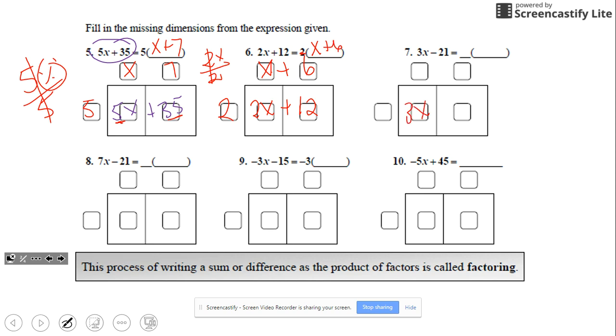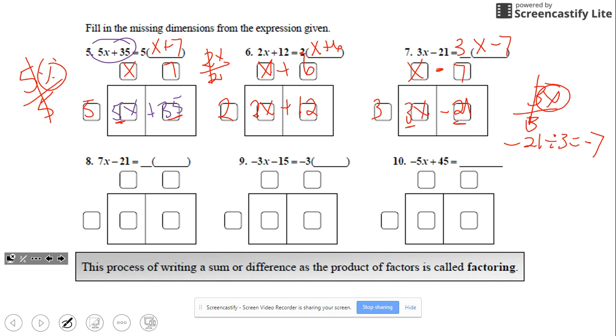Here we have 3x and then a negative 21. So looking at 3 and 21, the greatest number that they share would be a 3. So 3x divided by 3, it's just x. And then negative 21 divided by 3, that leaves me with negative 7. So it's going to be a minus 7. So the expression will be 3 times the quantity x minus 7.